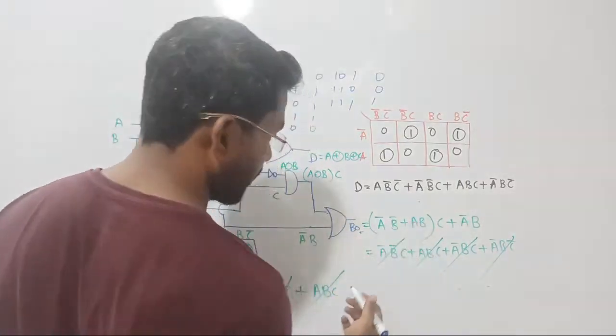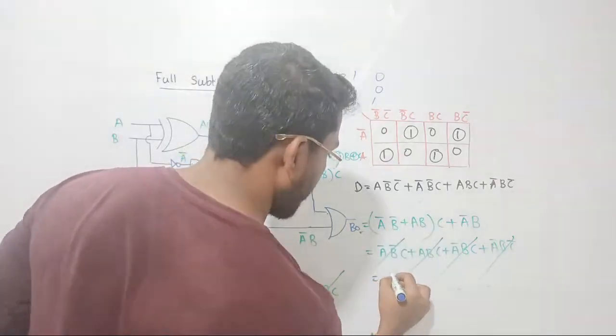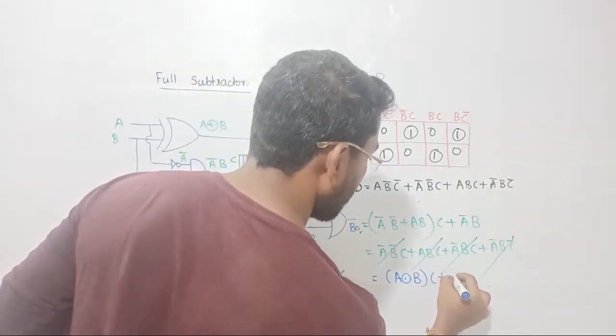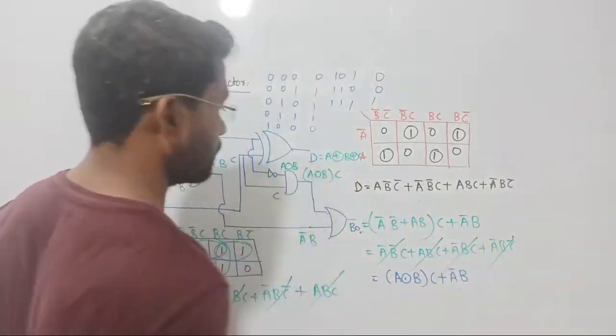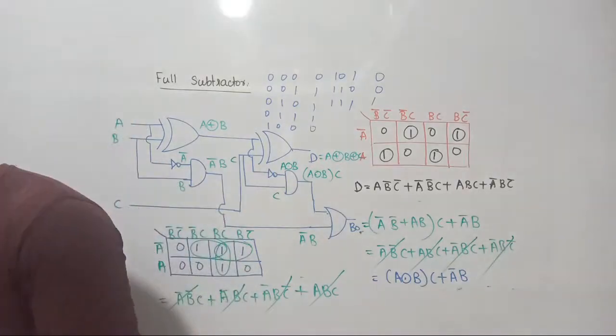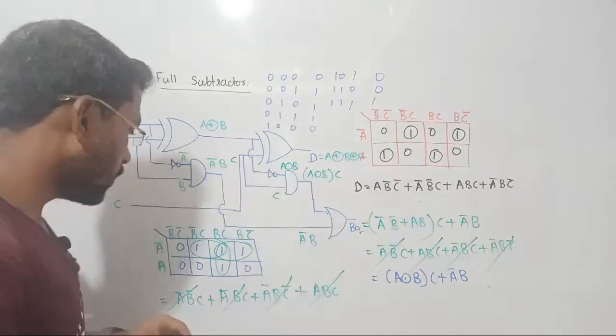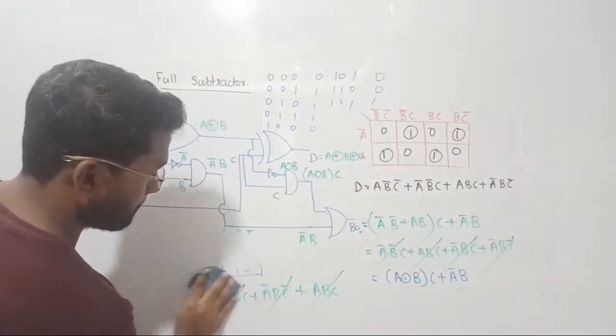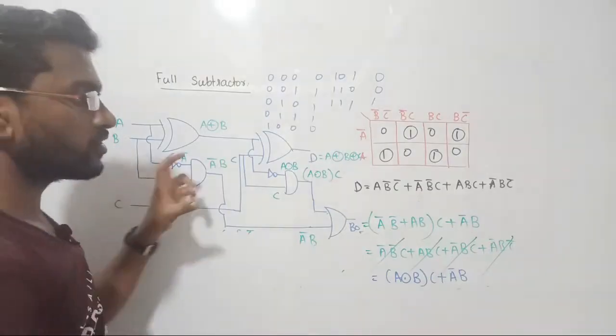Now we got the answer, right? Okay, we can just write, that is going to be what? A XOR of B, that is what I am getting, with the C, plus A bar B. That is correct. Just keep this with you. Fine. Okay, so let me rub this one. So this is how we are designing the full subtractor, right?